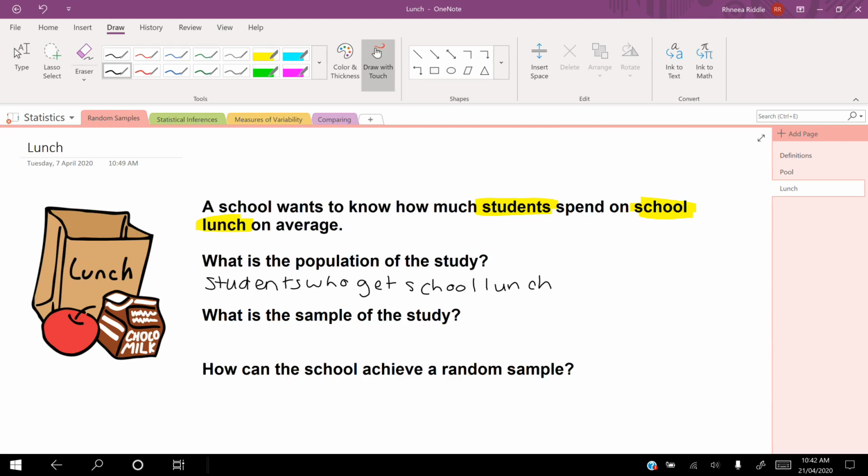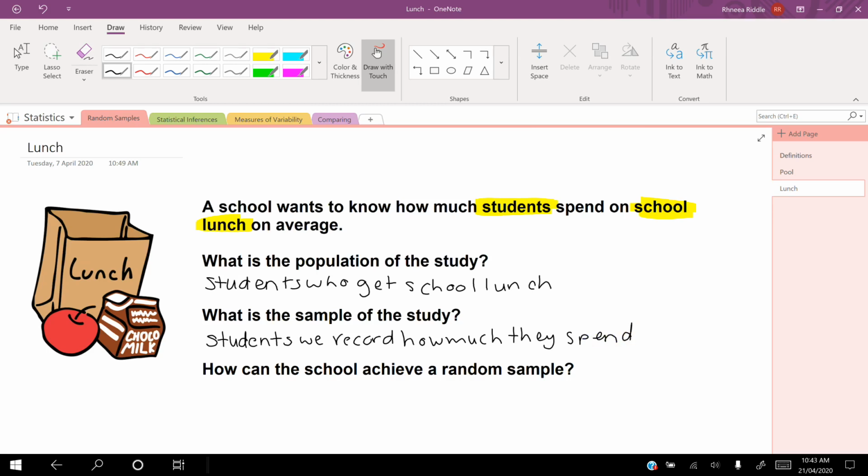So our sample of the study, it doesn't explicitly state how many people or who. Our sample is going to just be the students that we gather the data from. So our sample for this study is going to be the students who we record how much they spent. So it is students we record how much they spend.